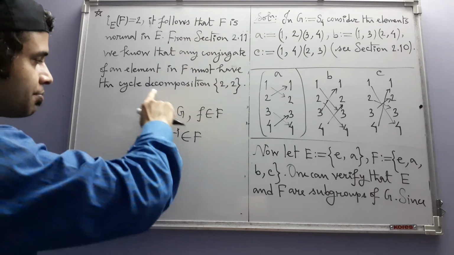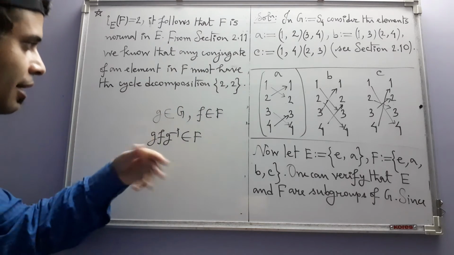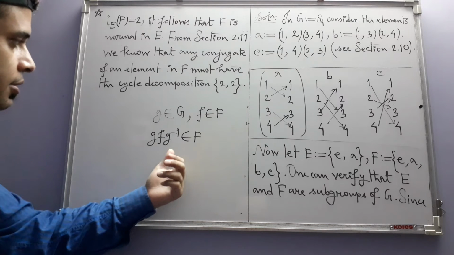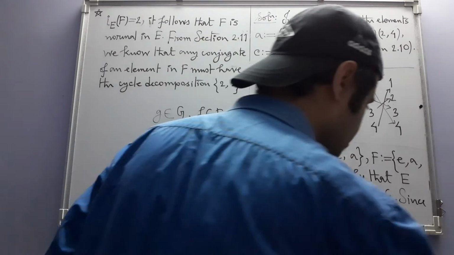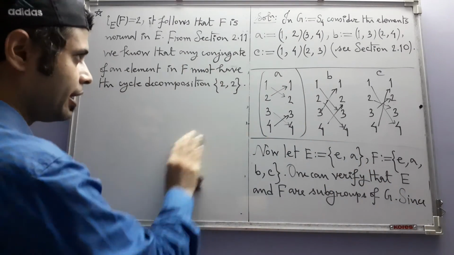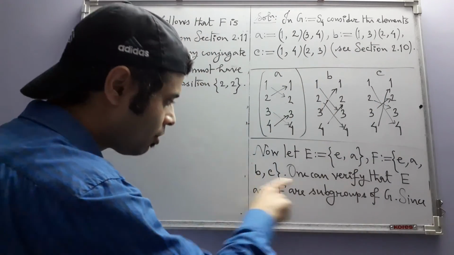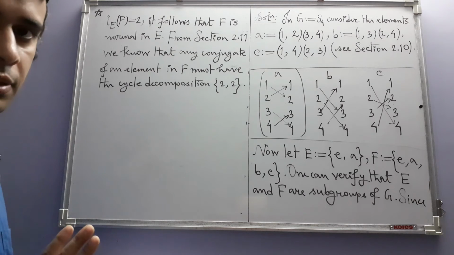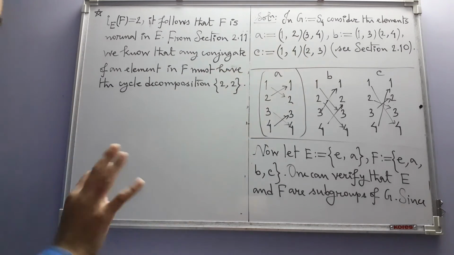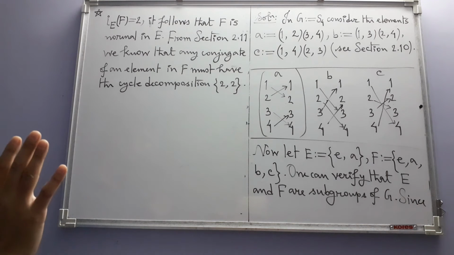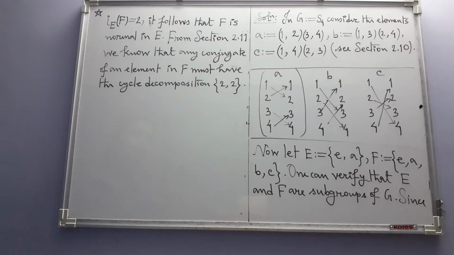So this piece of information tells us that when we are forming such conjugates, the cycle structure is unchanged, and you can see that in F we actually have all the elements of that cycle structure 2, 2, all possible permutations with that cycle structure. These are the only permutations with 2, 2 cycle structure.